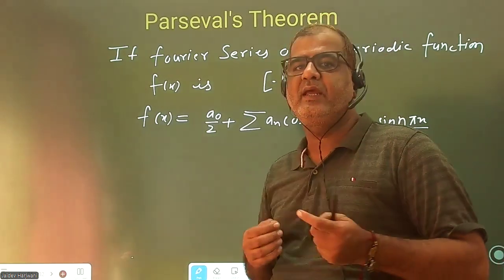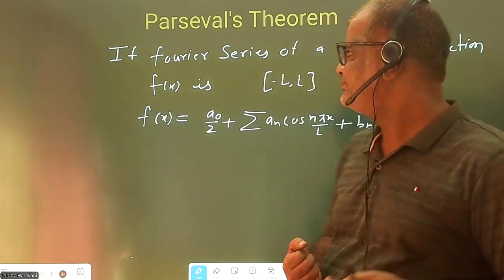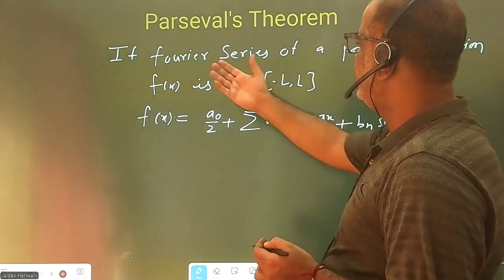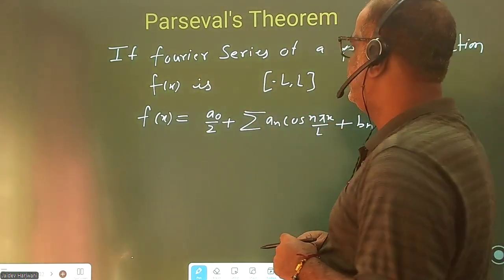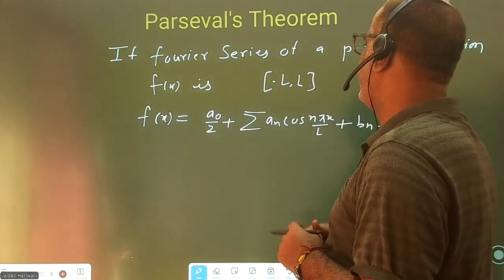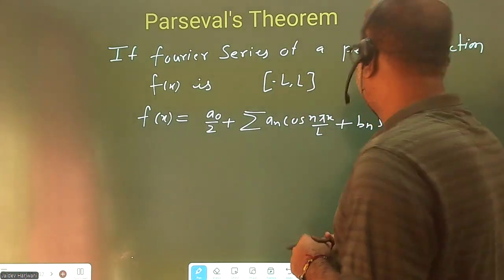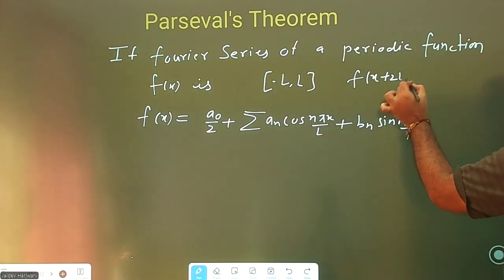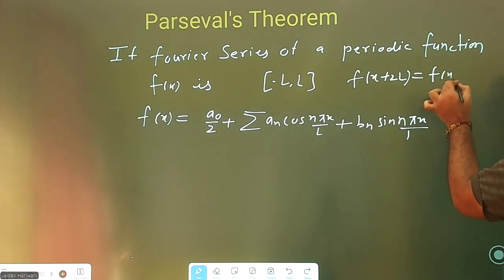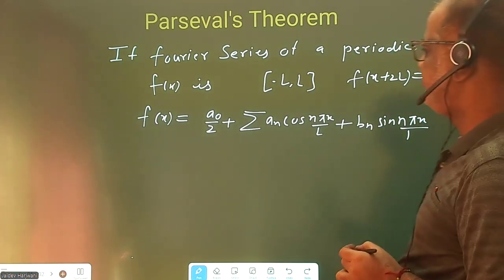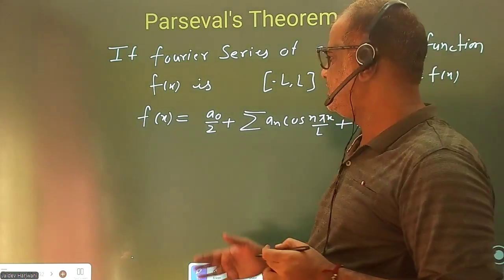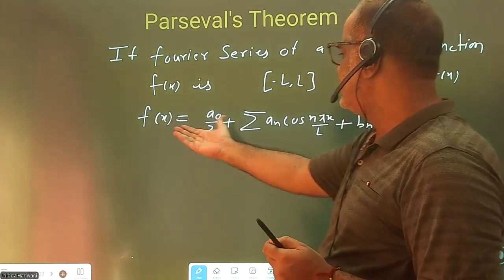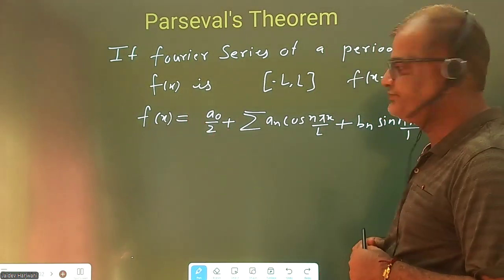Hello students, today I am going to discuss Parseval's theorem. So if we have a periodic function f(x) defined in the interval minus L to L, with f(x + 2L) = f(x), then the Fourier series of the periodic extension of this function is given by this expression.